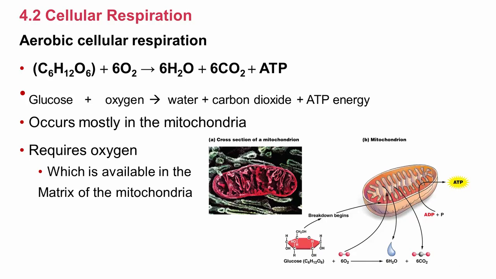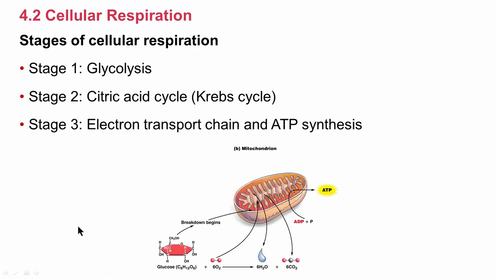And we can't completely break down the glucose and we don't make nearly as much ATP, but we talk about anaerobic respiration all the way down to number 15. So we'll save that for later. All right, number 6 says list the stages of cellular respiration.